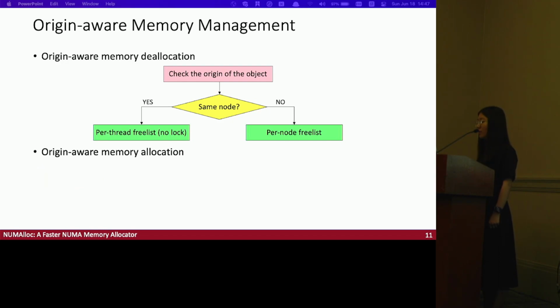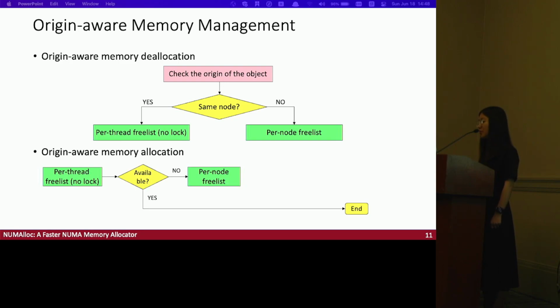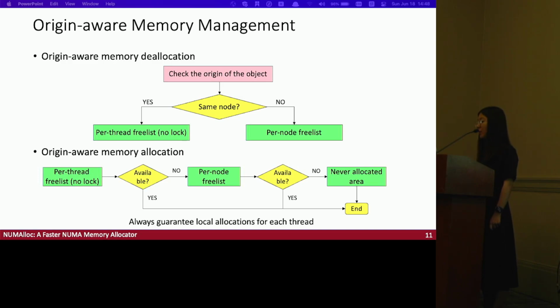In origin-aware memory allocation, when performing memory allocations, we will first check the per-thread free list, since it doesn't require any locks and the object may still hit in the cache. If there is no available memory on the per-thread free list, then we will check this node's free list. If that still fails, then we will allocate memory from the current node's unallocated area. And therefore, local allocations are always guaranteed in our origin-aware memory management.